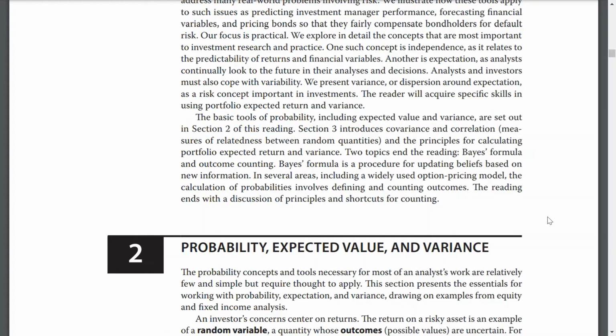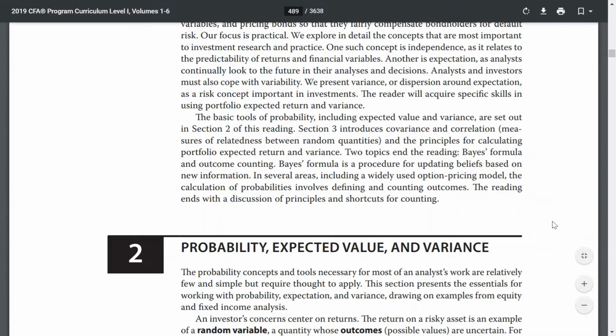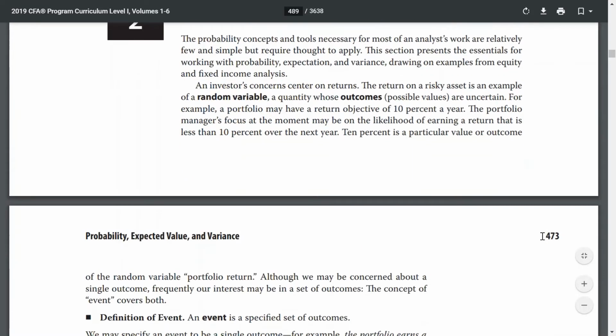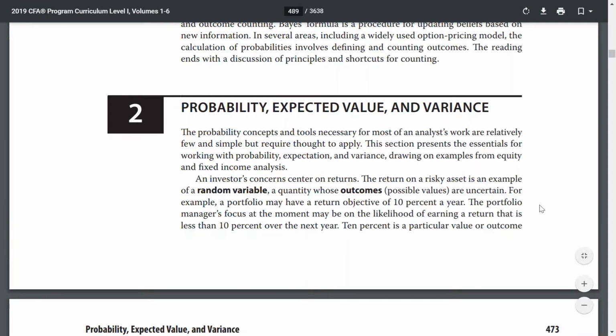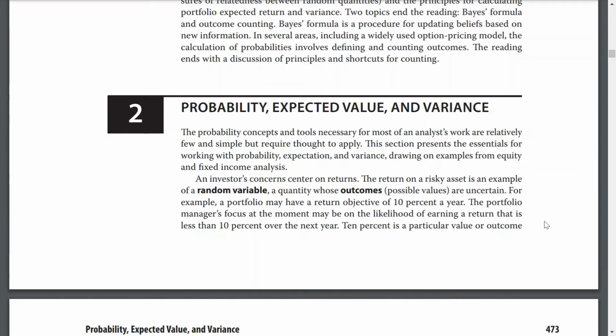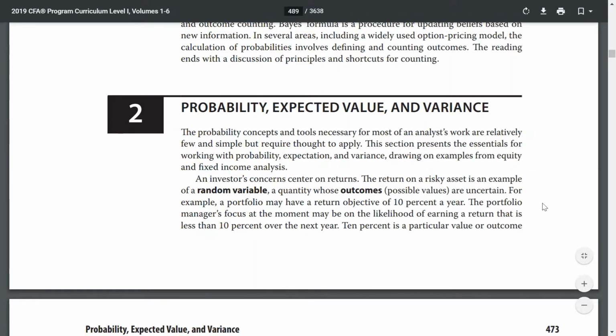Bayes' formula is a procedure for updating beliefs based on new information in several areas, including a widely used option pricing model. The calculation of probabilities involves defining and counting outcomes. The reading ends with a discussion of principles and shortcuts for counting. 2. Probability, expected value, and variance. The probability concepts and tools necessary for most of an analyst's work are relatively few and simple, but require thought to apply.